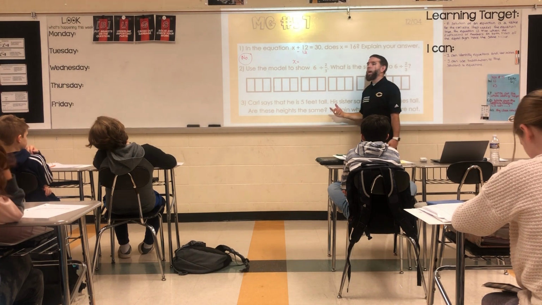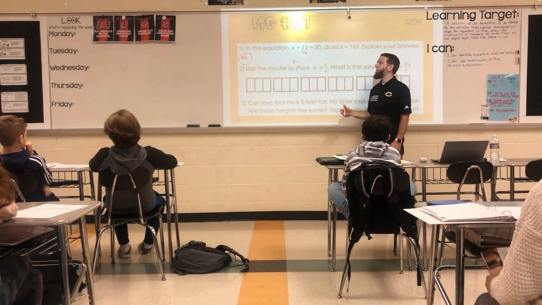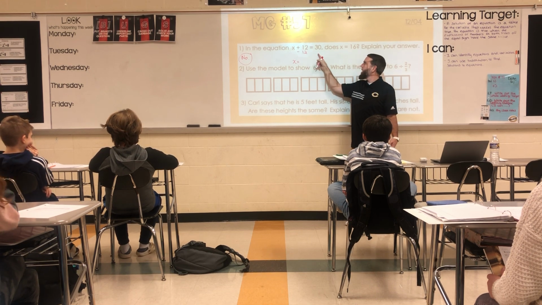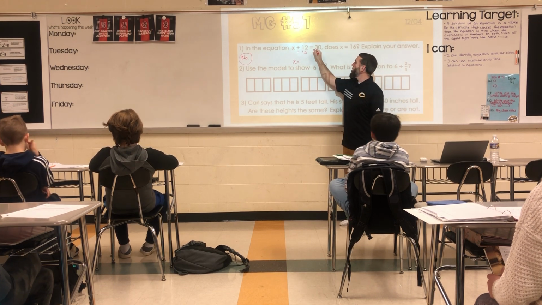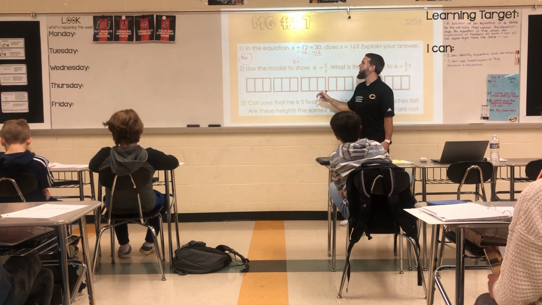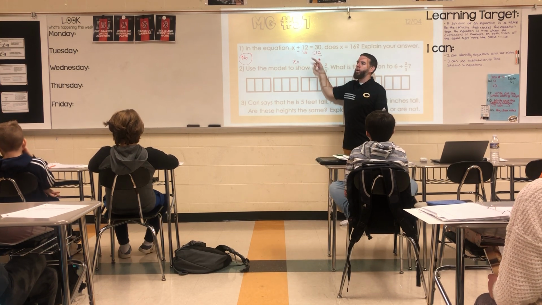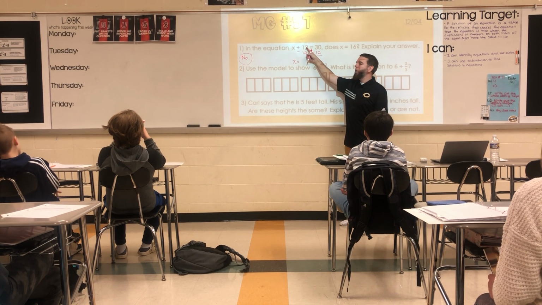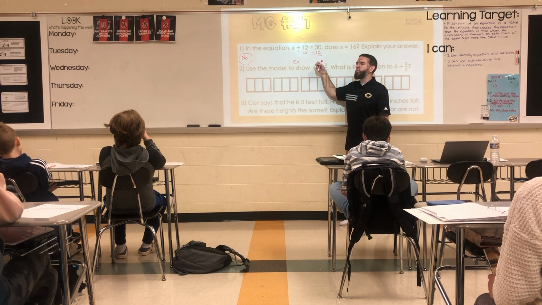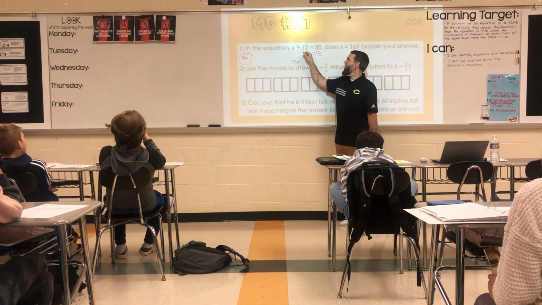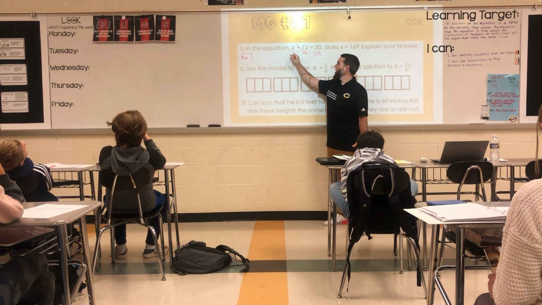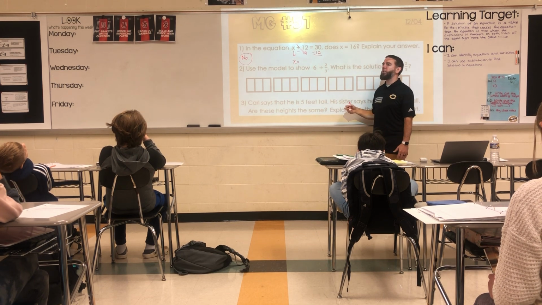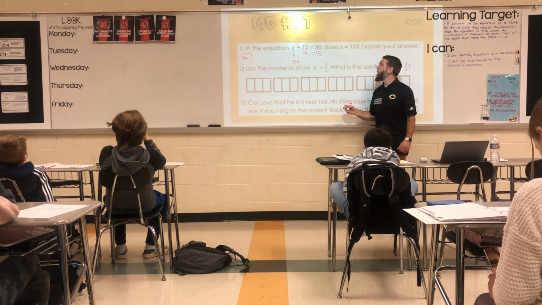But remember, life's not fair, but math is. So whatever we do to this side of the equal sign, we have to be fair and do the same thing to the other side. So we're also going to subtract 12. Well, what happens right here, Amari? Positive 12 and negative 12 cancel each other out. What does that leave us with? Just the X. Now, all we have to do is 30 minus 12. What is 30 minus 12?